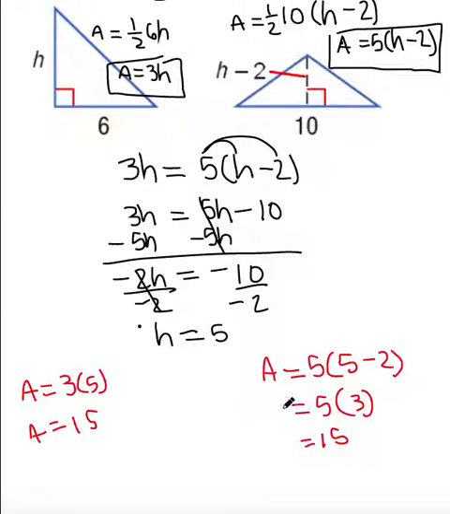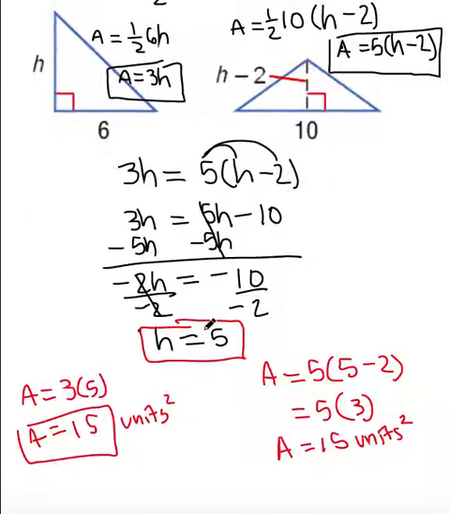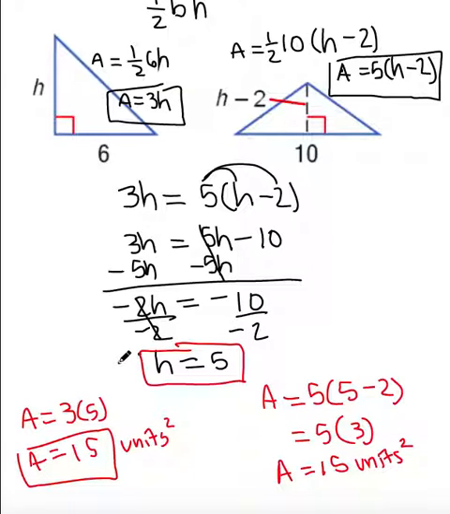Well, would you look at that? Both areas, given this h equals 5, are equal to 15. Now, one thing I should probably say is it's 15 units squared. Okay, so given if h is equal to 5, both of these triangles will have the same exact area. So my solution to this problem is h equals 5.